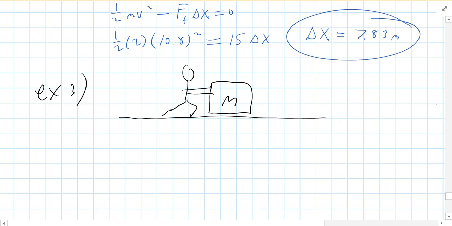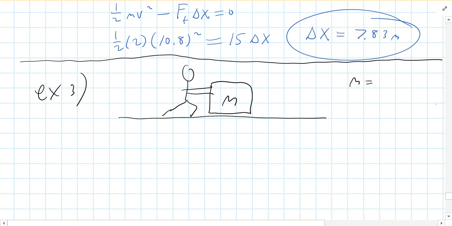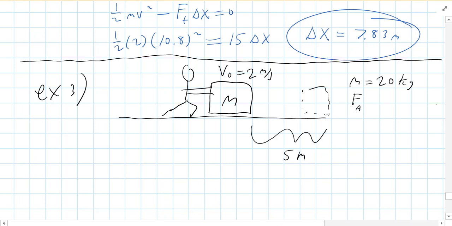Okay. Now I'm going to give you a whole bunch of data here. Okay. So let's say that the mass of the box is 20 kilograms. Let's say at the beginning here, it's already moving. Its velocity is 2 meters per second. Let's say you push the box 5 meters, okay, and so that it gets to here, okay. Let's say you are pushing with, we'll call it an applied force. Now you could also call that a normal force, by the way, but I'll call it an applied force of 100 newtons.